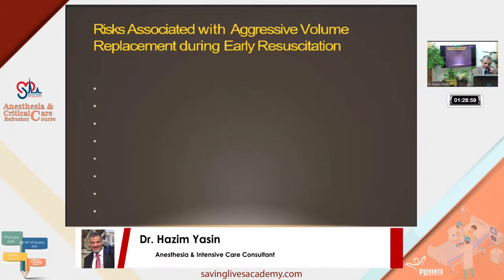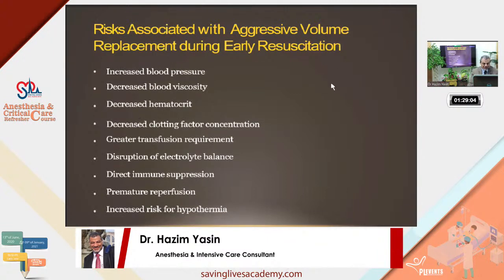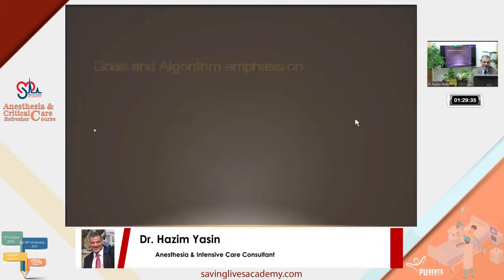What is the risk associated with the fluid replacement during the early resuscitation? Increased blood pressure, decreased viscosity, of course, coagulopathy, as we said, the lethal triad, decreased the clotting factors, greater transfusion requirements, disruption of electrolyte imbalance, direct immune suppression, premature reperfusion, increased risk of hypothermia. So all fluids, all the blood products should be warmed saline, warmed packed RBCs, warmed fresh frozen plasma.